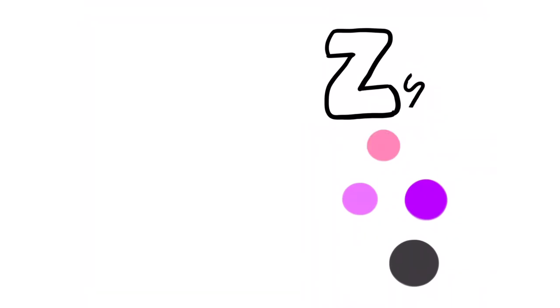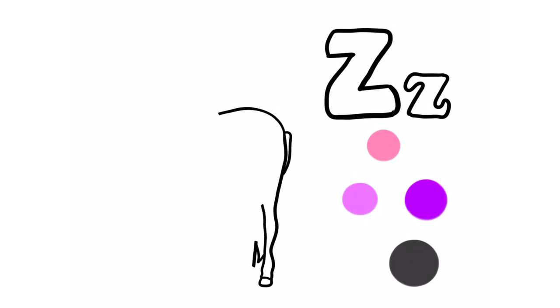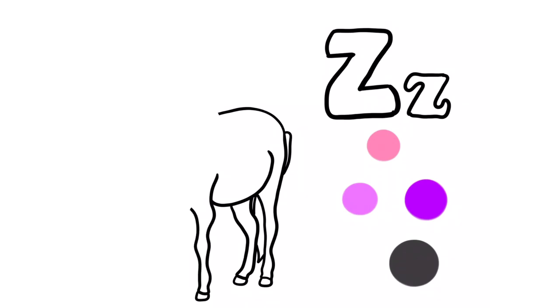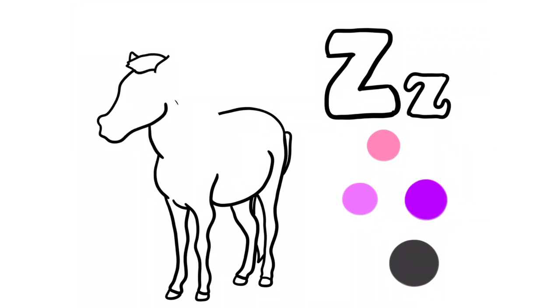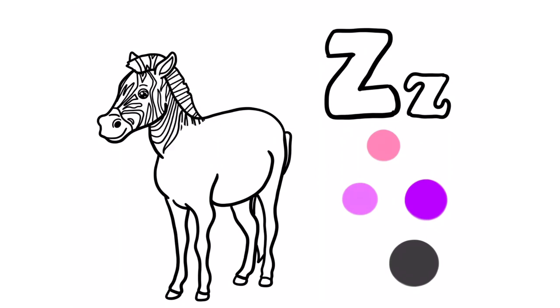Capital letter Z. Lowercase z. Now let's draw a zebra. What sound do they make? Awesome! Each zebra has a unique stripe pattern, just like a human fingerprint. No two zebras look exactly the same. That is super cool.